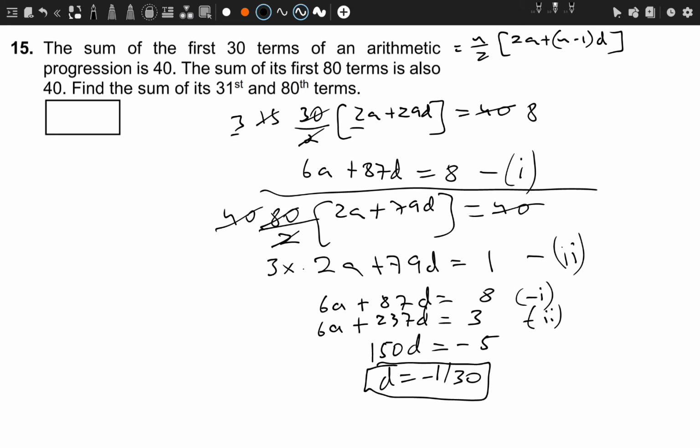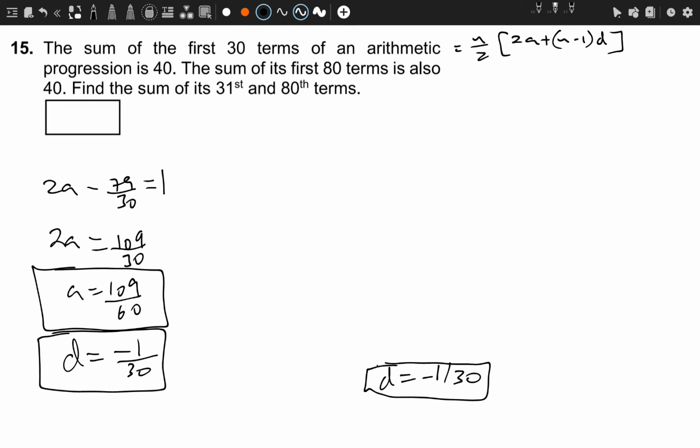So we got d as minus 1 by 30. So let us find a. Let us put d in our second equation because it will be easier, which is 2a plus 79 into minus 1 by 30, so it will become minus 79 by 30. This is equal to 1. So 2a is going to be 1 plus 79 by 30, which is 79 plus 30 divided by 30. Okay, so 109 by 30. A becomes 109 by 60.